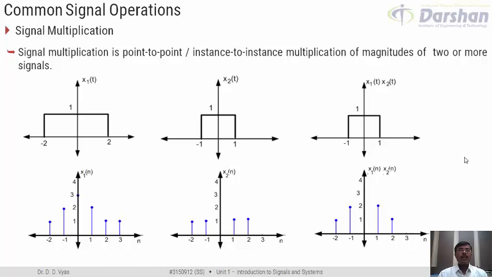So signal multiplication is also relatively simple to understand, and it follows the same pattern of operation as what we do in signal addition. With this signal multiplication, we complete all different types of signal operations that we are supposed to study. I encourage you to go through your textbooks and try to solve various examples which are available on signal operations.